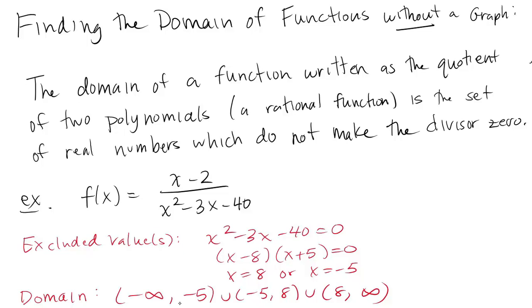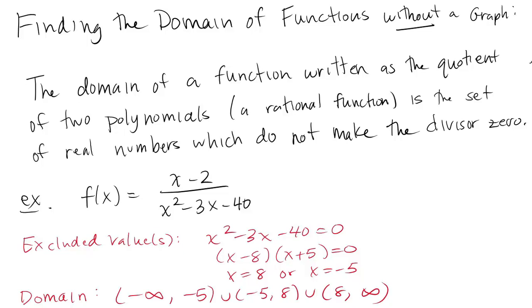As you can see, I had to be careful to reorder everything. I can't write the interval from -infinity to 8 because that would include -5. So my first interval would go from -infinity to -5, and then I'd have a second open interval from -5 to 8. That's how we skipped over -5. And then I'd have a third open interval from 8 to infinity. That's how I skip over 8.